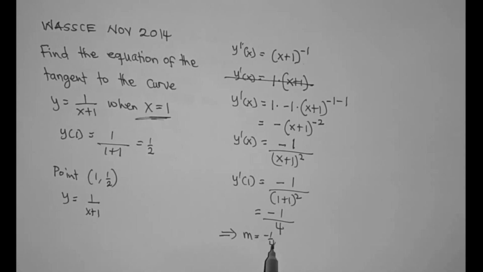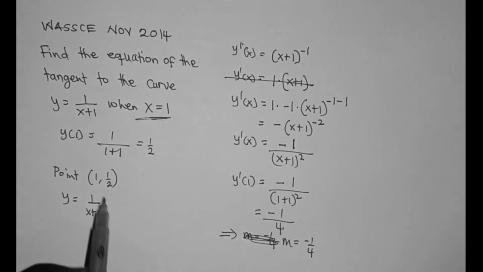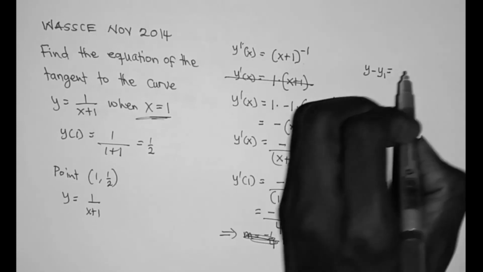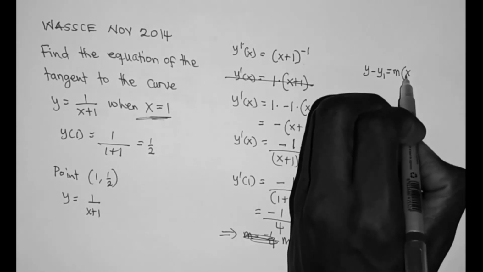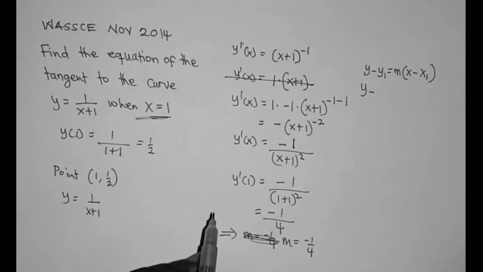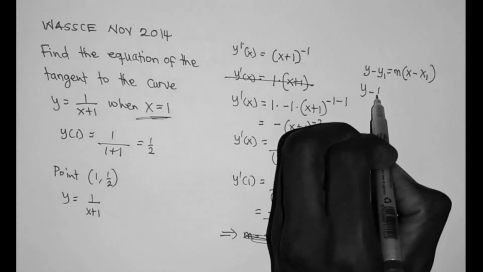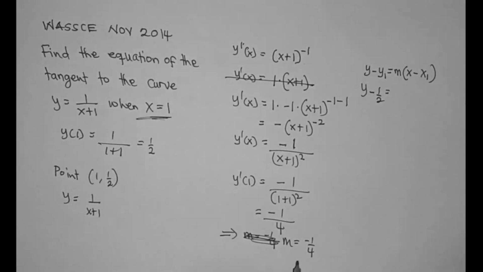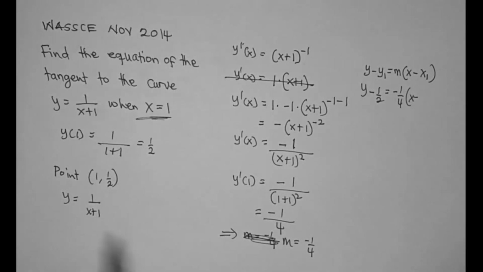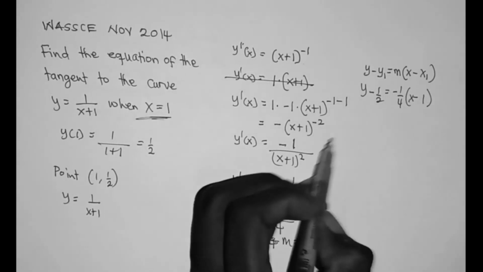So we have the point, and write it well. The gradient is equal to minus 1 over 4. We have the point (1, 1/2), then the gradient. So the equation y minus y1 is equal to m times (x minus x1). So y minus y1 is 1 over 2 equals m, the gradient, minus 1 over 4 times x minus x1, which is 1.